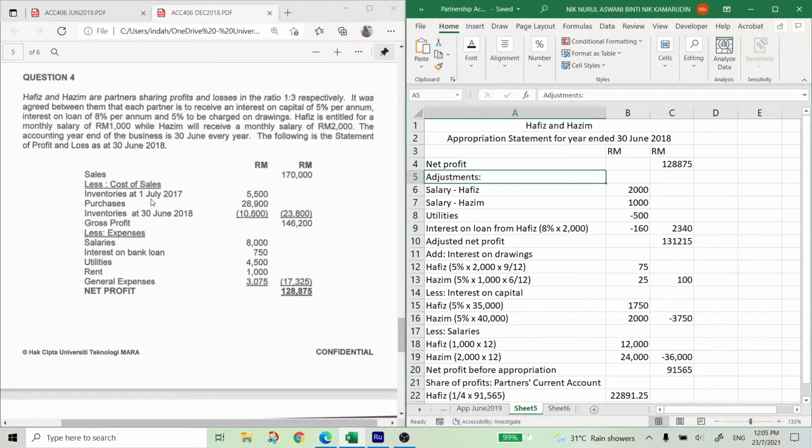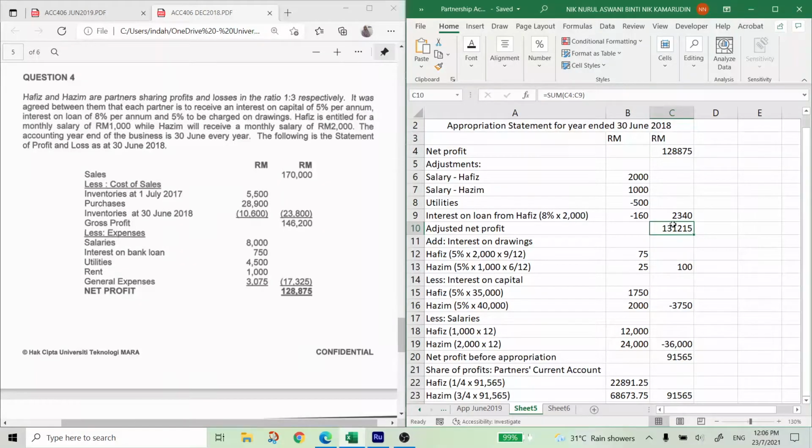Okay, because how do I know? From the statement of profit or loss provided, there is no interest on loan from Hafiz stated in the list of expenses. So meaning we need to adjust for that item as well. Okay, and then we get the amount of adjusted net profit.